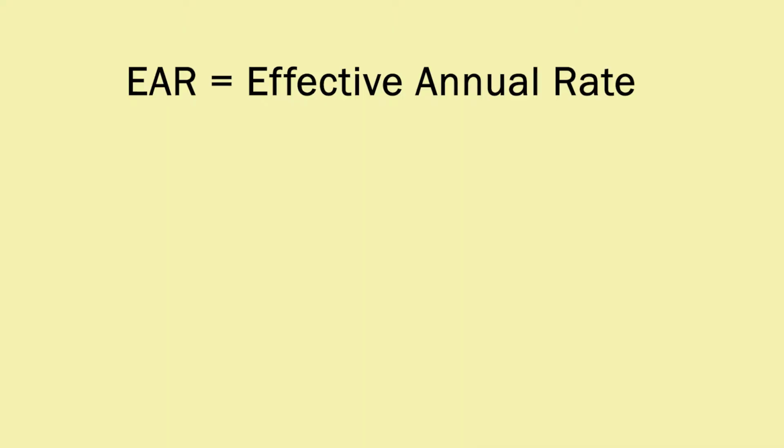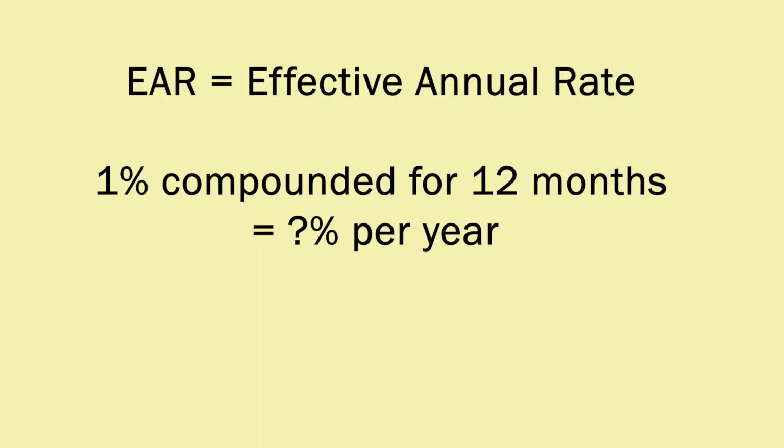To figure out what you would owe at the end of the year without paying the loan, you have to use a special formula to get what is called the effective annual rate, or EAR for short. The difference between the effective annual rate and the annual percentage rate is that the effective annual rate will tell you what 1% per month compounded will equal at the end of the year.